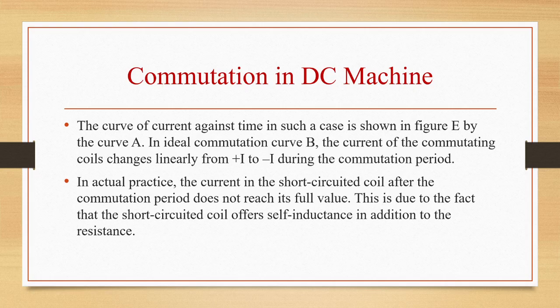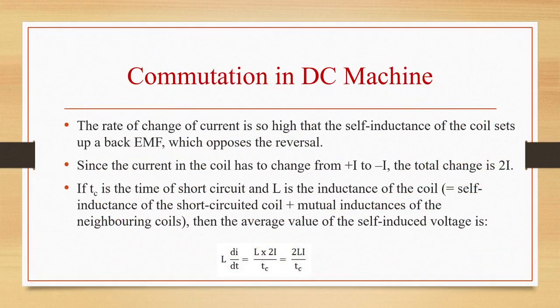In actual practice, the current in the short circuited coil after the commutation period will not reach its full value, and this is due to the fact that the short circuited coil offers self-inductance in addition to the resistance. The rate of change of current is so high that the self-inductance of the coil sets up a back EMF which opposes the reversal. Since the current in the coil has to change from plus I to minus I, the total change is 2I.